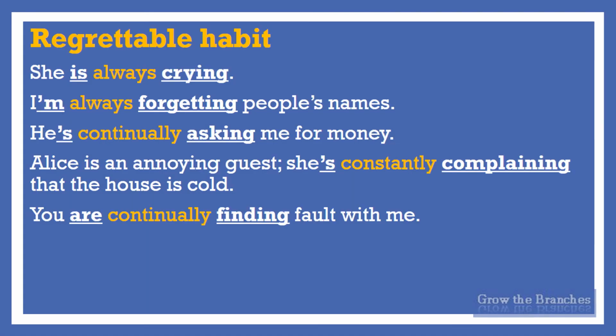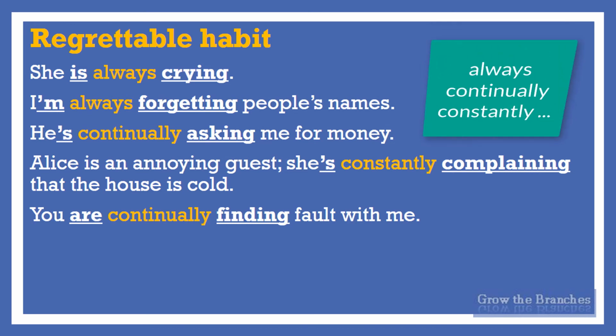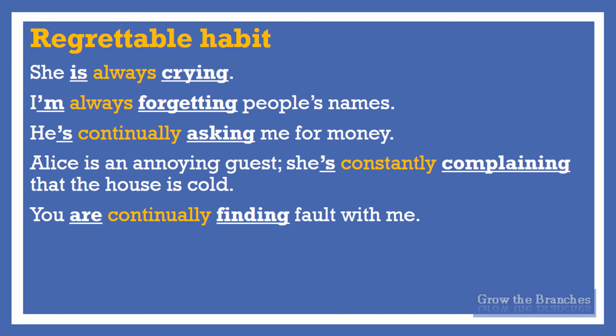Regrettable habit. When we want to say that something happens often and probably unexpectedly, or that is annoying, the continuous tense is used with always and adverbs of similar meaning, continually, constantly, etc. She is always crying. This structure is often used to talk about irritating, annoying things that happen frequently.